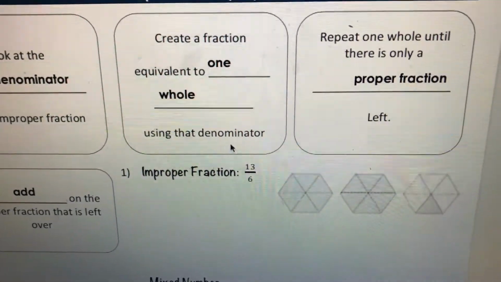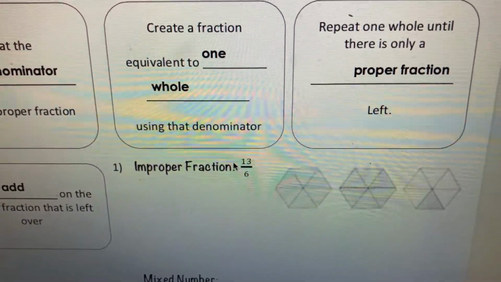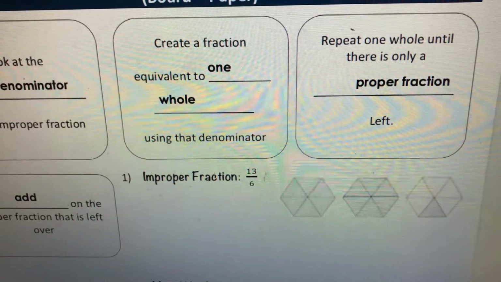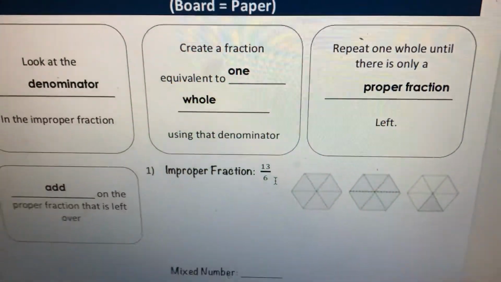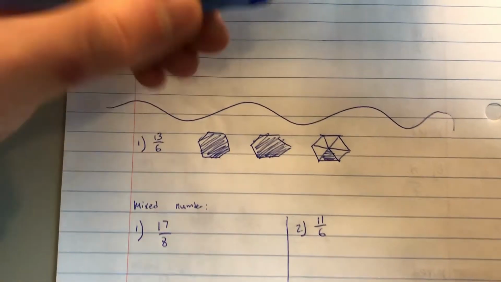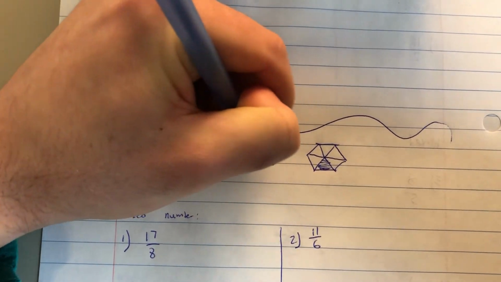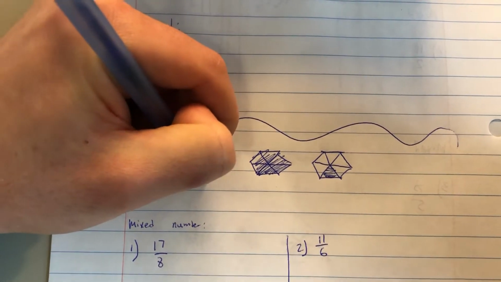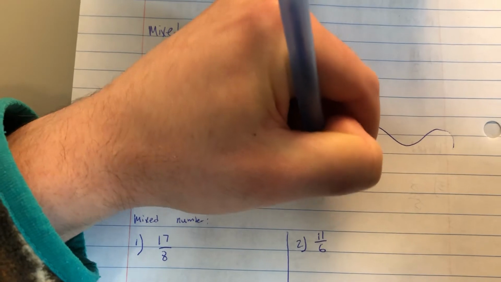So here's how we do it with the picture already drawn. 13/6. This is an improper fraction because the numerator is bigger than our denominator. 13 is bigger than 6. So if we look at our page, we have it written out right here. Each of these pieces is split into 6. And I have first 6 over 6. Then I have 6 over 6. And I have 1 over 6.